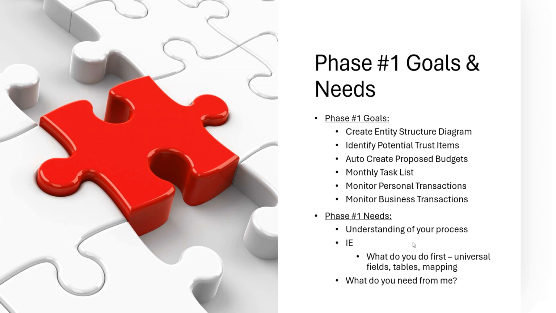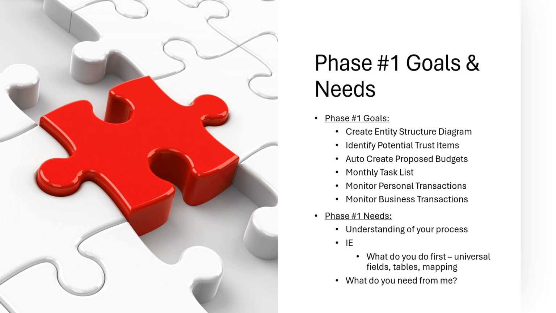So our needs: I need to understand your process. Like, what do you do first? Universally, is it universal fields? Is it tables? Once you go past the mapping part, what do you do first? That would just be helpful for me. And then, what do you need from me?